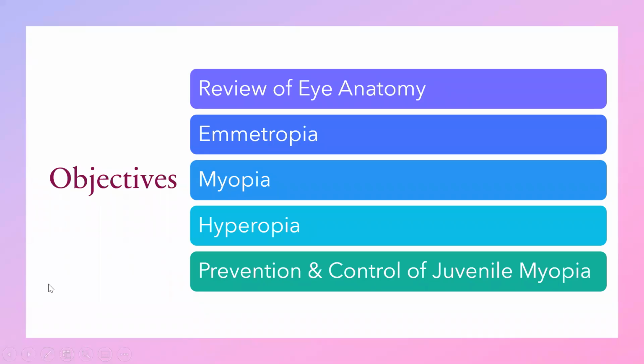In this presentation, we will take a quick review of the eye anatomy to help us better understand the differences in these vision types, discuss the type of vision and treatments for emmetropia, myopia, and hyperopia, and lastly, we will look at a study using hydropine eye drops and VRBF balance therapy to prevent and control juvenile myopia.